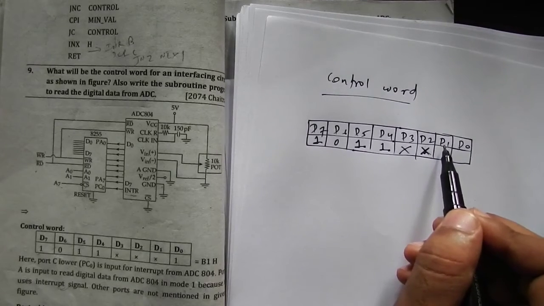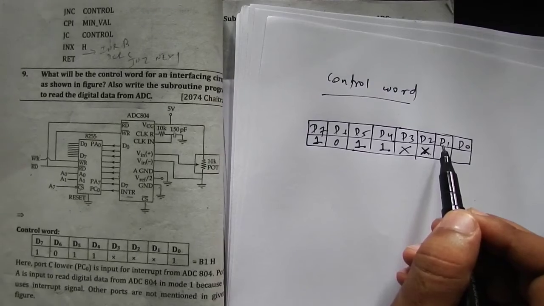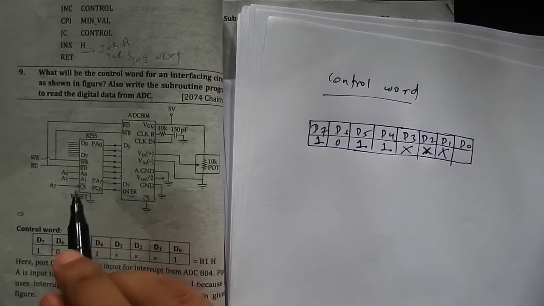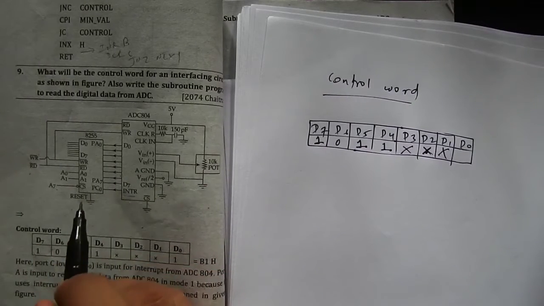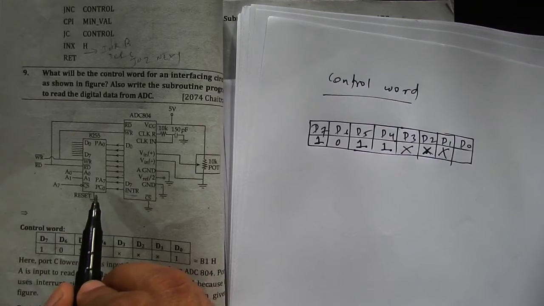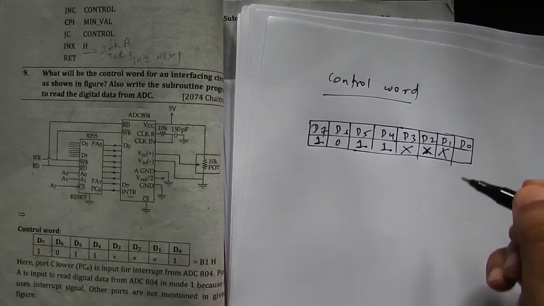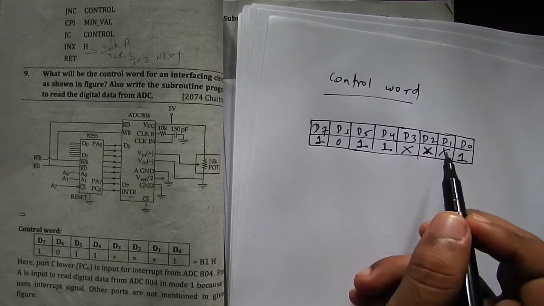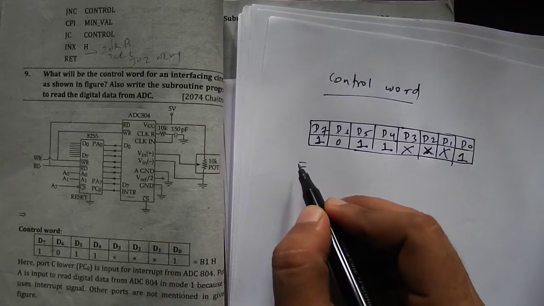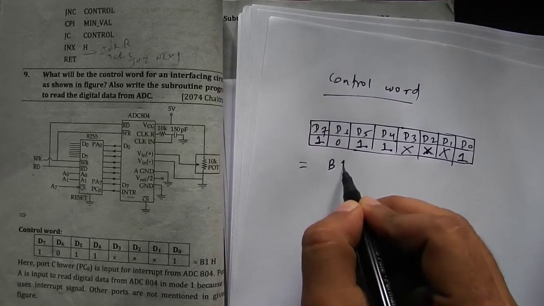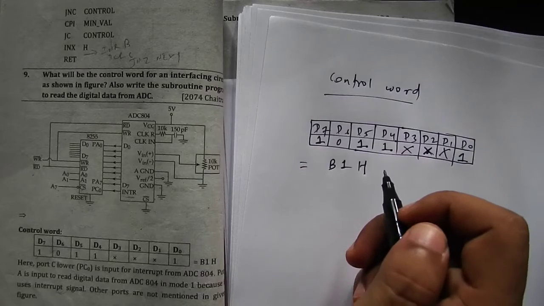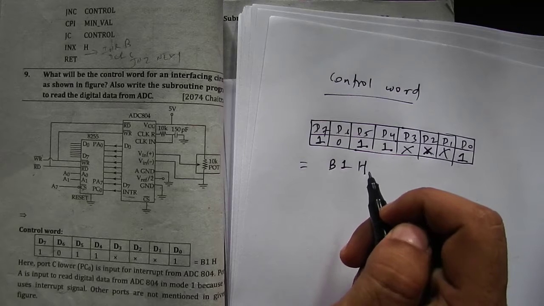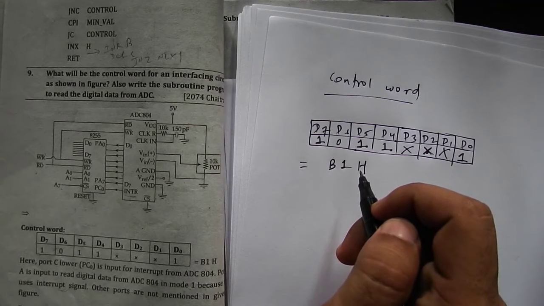Now moving on, we have D1, and D1 is port B, so no information about port B, so don't care. And then D0, and D0 is port C lower, that is PC0, so PC0 is input, therefore we'll write 1 here. So if we consider don't care as 0, the control word of this interfacing circuit will be B1H.